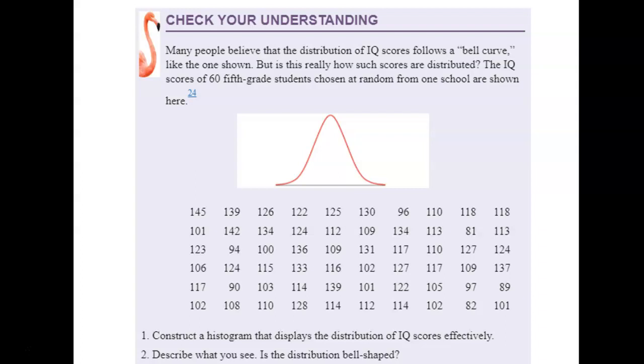All right, so let's check our understanding. In class, we're going to be doing this one together. Pause the video and check this out on your own for a moment. Maybe do it by hand, maybe check it on the calculator. We're going to construct a histogram that displays all these IQ scores, and describe what we see and whether the distribution is bell-shaped, because IQ scores are supposed to follow a bell curve, which we'll learn later is a normal distribution. But is this really how it's distributed? They took 60 fifth graders chosen at random from one school. That's not a very good sample, but that's okay. All right, pause the video and try.